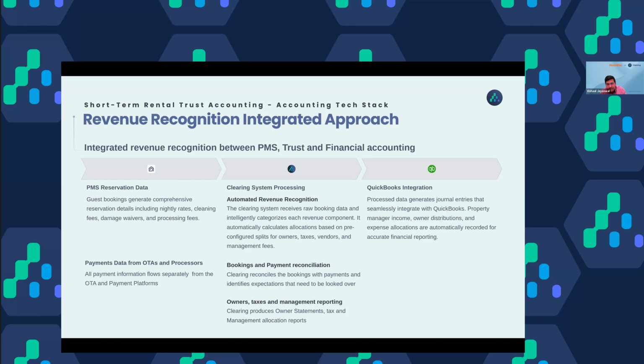By using the right accounting tech stack, you can do the following. You can automate revenue splits between you and the owners. You can sync bookings with actual payments in real time. You can generate pretty accurate owner statements that reflect the revenue, the tax, the commissions, and you can automate the journal entries from your trust accounting into your financial accounting to capture your income in a seamless manner. This allows you to free up some time so you are not stuck reconciling late at night.